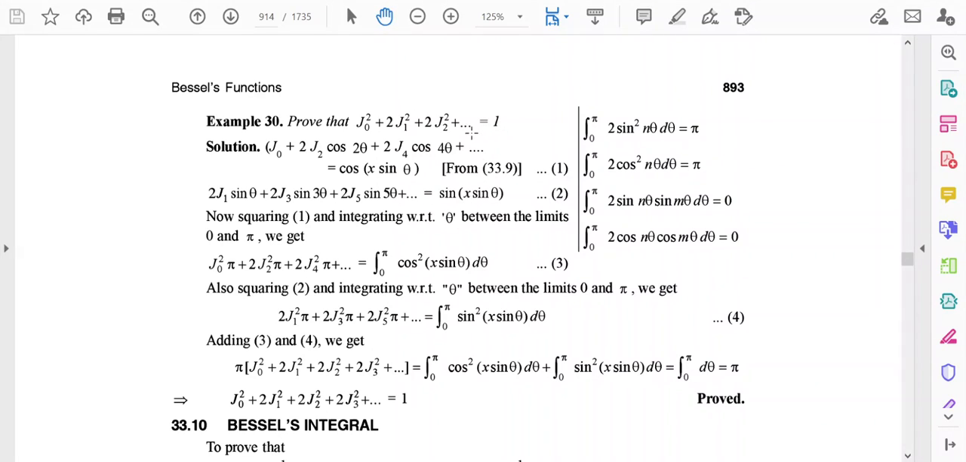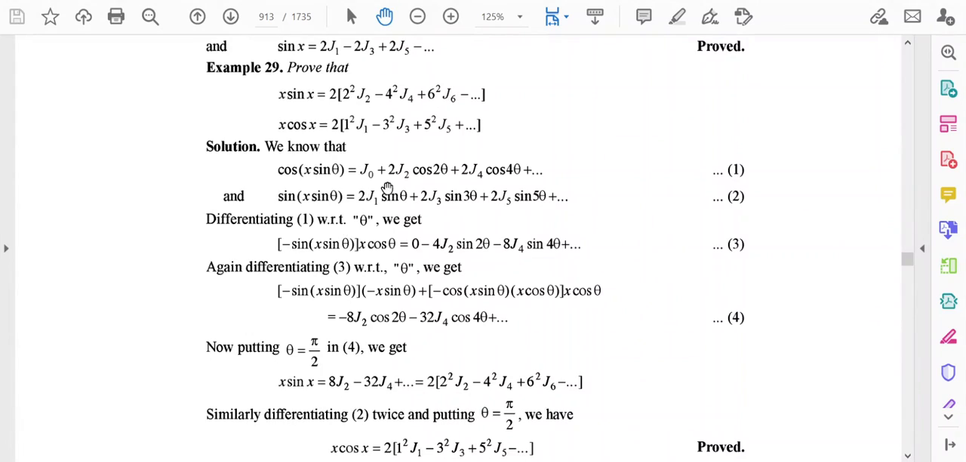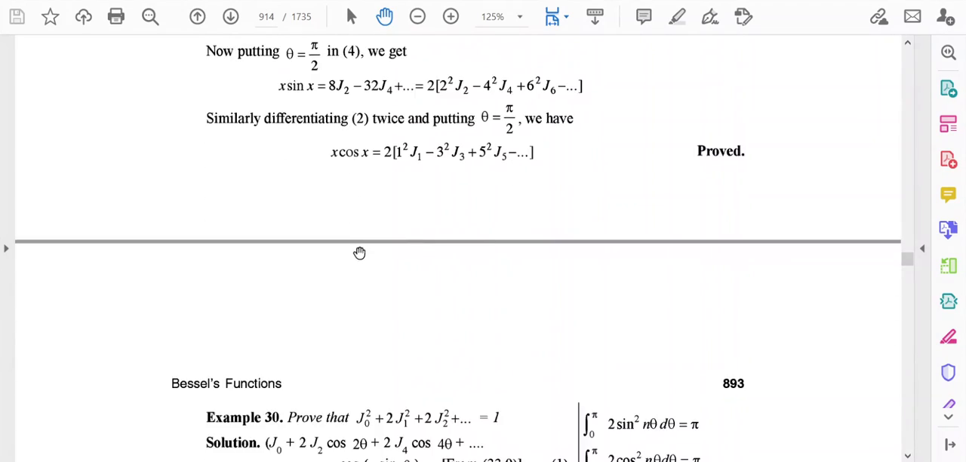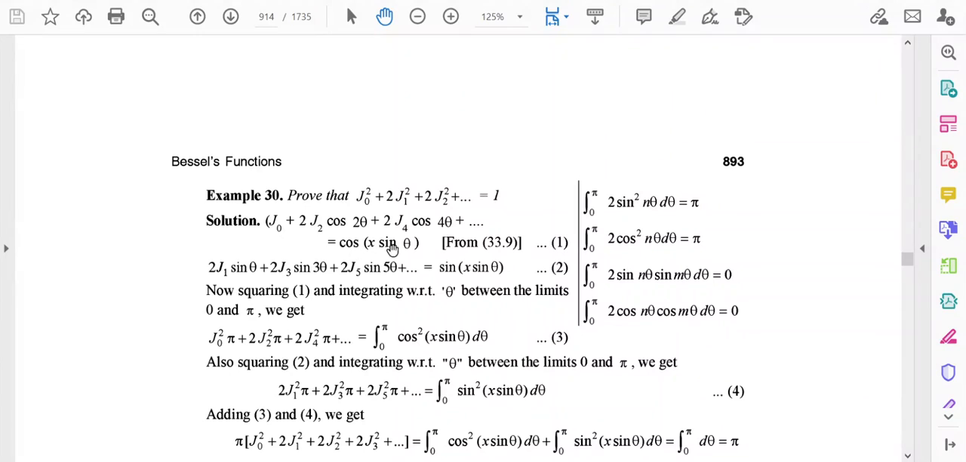So how to show that? We will start from the equation cos of x sin theta. We will use these two equations again. These equations are very important, you have to memorize them. We have written the first equation and this is the next equation.